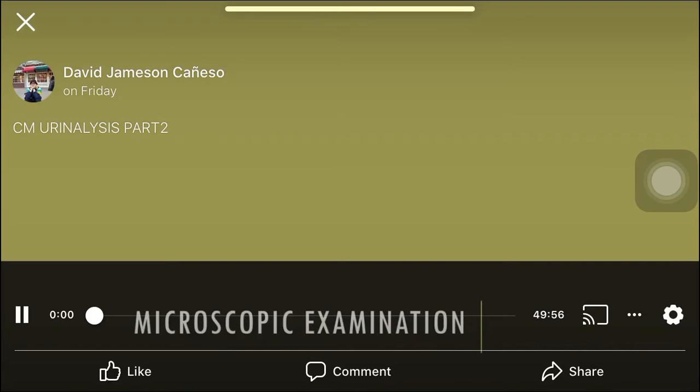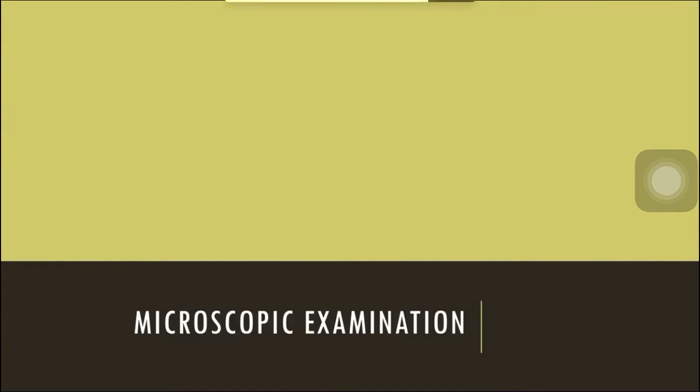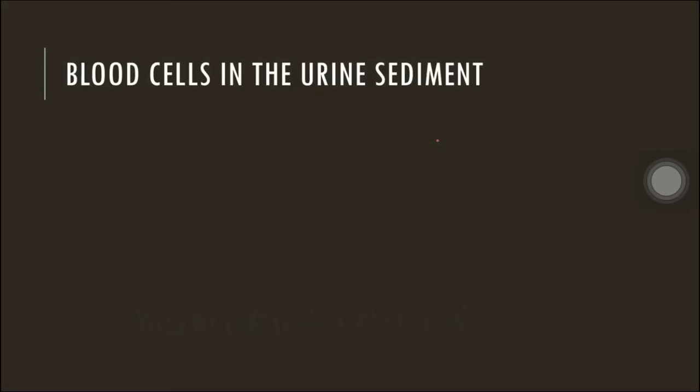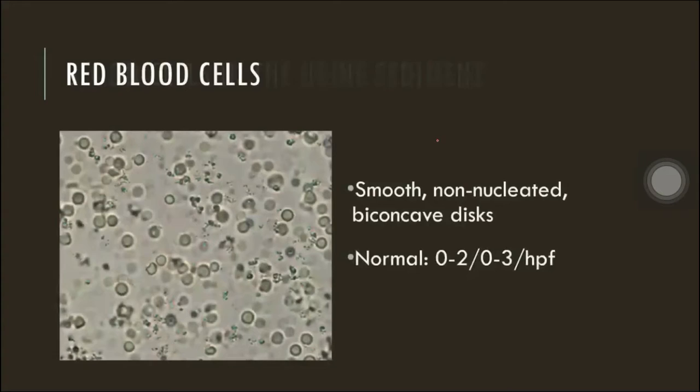Okay, so for this part of urinalysis, we'll be talking about microscopic examination. So let's start first with the blood cells present in the urine sediment. First we have the RBCs or red blood cells. RBCs, of course, are smooth, non-nucleated biconcave discs, usually ranging from 6 to 8 micrometers in diameter.